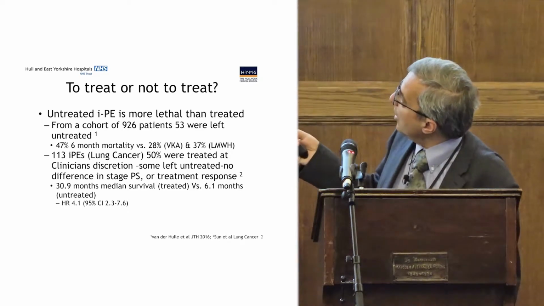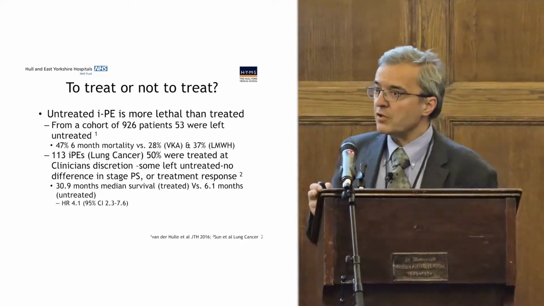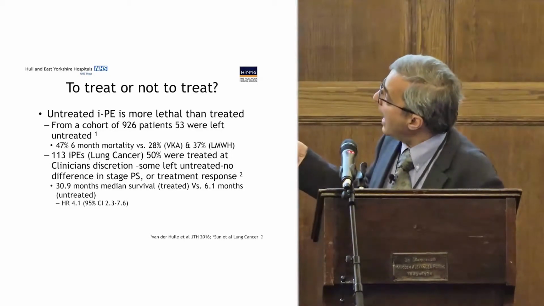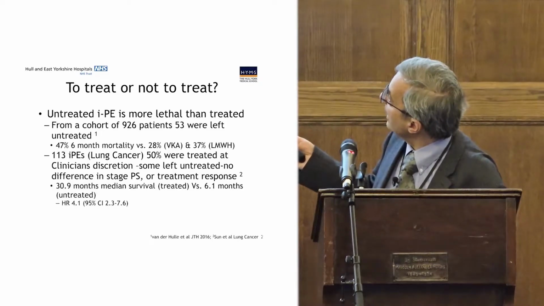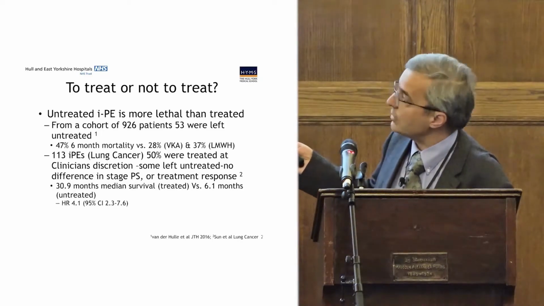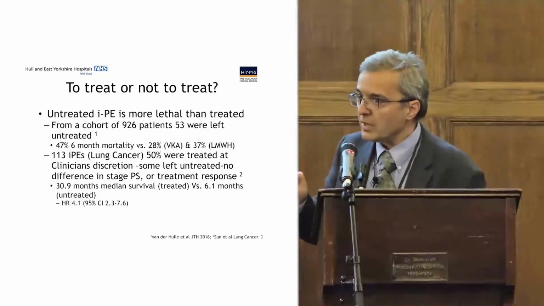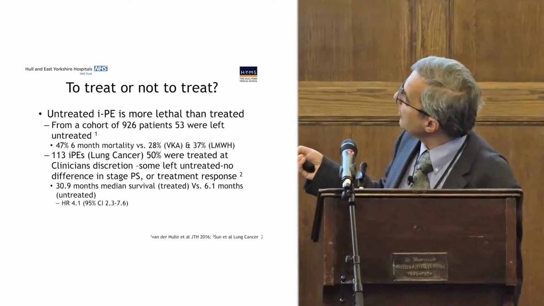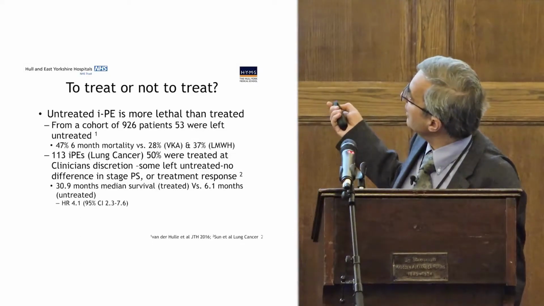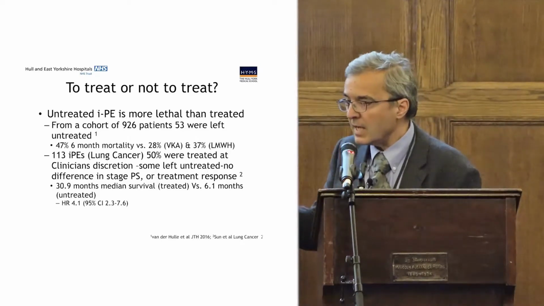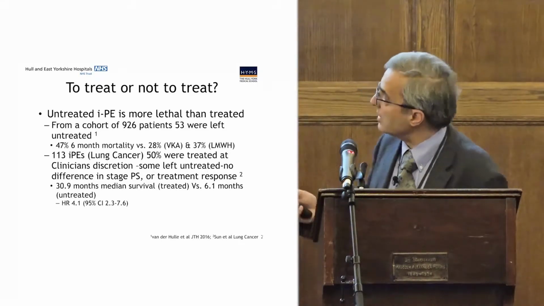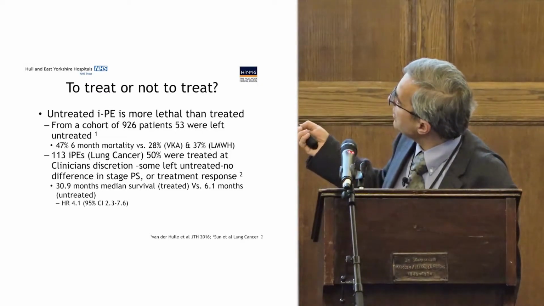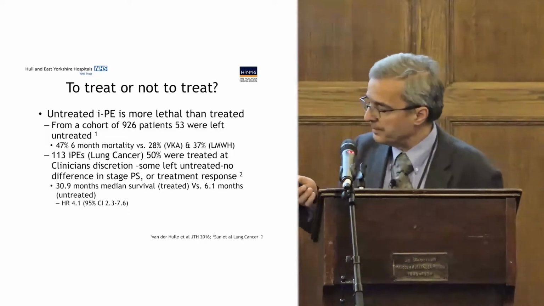The second study is only in lung cancer patients, and those patients can get respiratory compromise even with small PEs. 113 IPEs were identified, and half of these were left to be treated at clinician's discretion. They treated some, but there was a good bunch of patients who were not treated. And you can see the median survival of the patients who were treated compared to the patients who were not treated was very highly significant. Again, this is retrospective data in a particularly difficult cancer where things can go wrong pretty quickly. But at least according to these investigators, they were matched for stage, performance status, and treatment response.